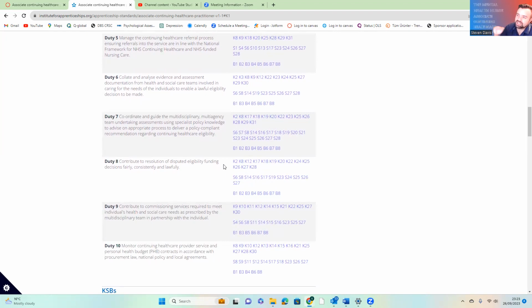7 looks at the coordination of the multidisciplinary team, so working alongside the doctors, the physios, the district nurses to help contribute towards that and making recommendations for the continuing healthcare eligibility. Number 8 looks at the contribution to resolutions. So again, the right to appeal.